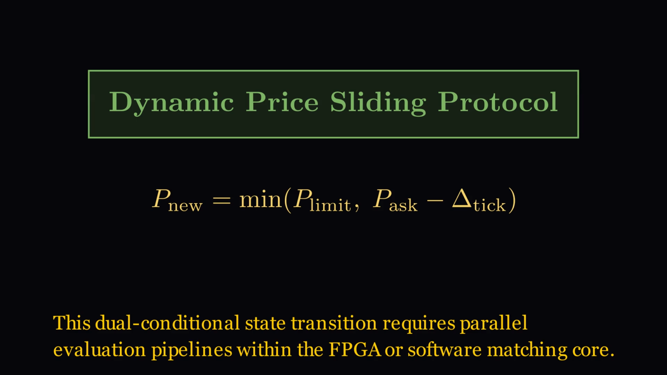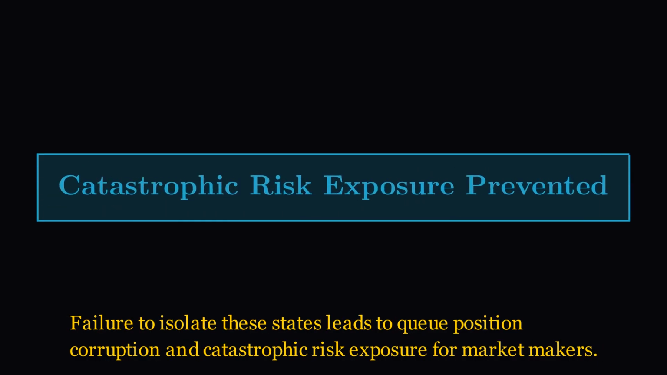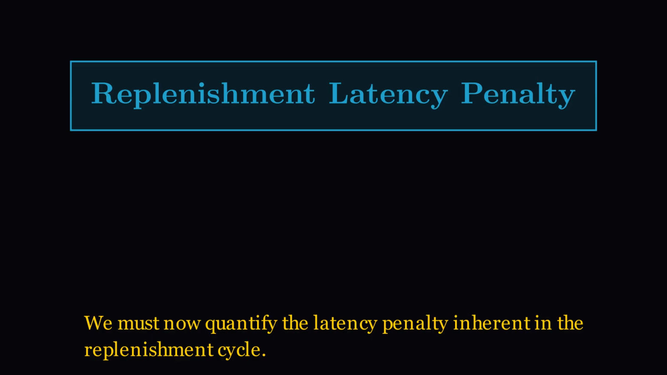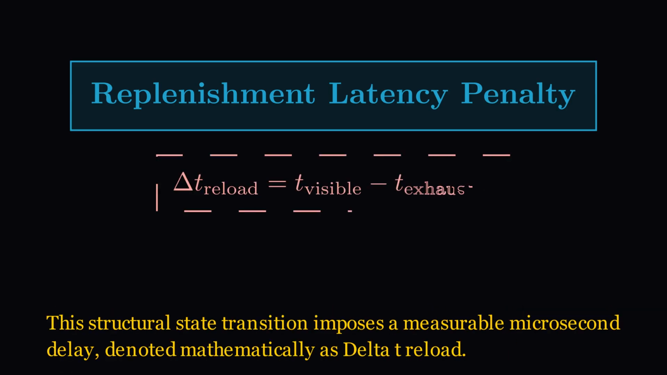This dual conditional state transition requires parallel evaluation pipelines within the FPGA or software matching core. Failure to isolate these states leads to queue position corruption and catastrophic risk exposure for market makers. We must now quantify the latency penalty inherent in the replenishment cycle. When the visible peak is consumed, the matching engine cannot instantaneously project the hidden reserve onto the limit order book. This structural state transition imposes a measurable microsecond delay, denoted mathematically as delta T reload.